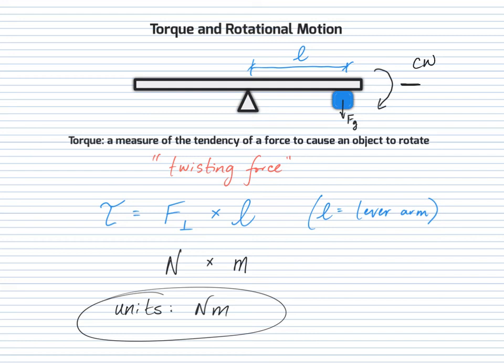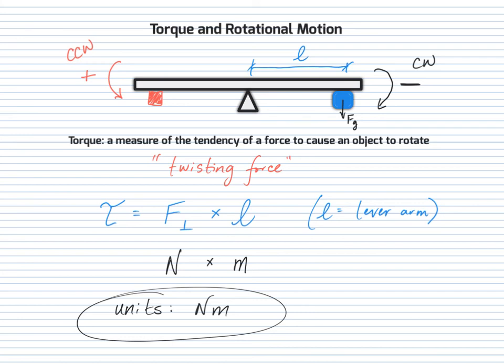Now, let's say that we had a hanging mass over here. Well, that hanging mass is actually going to be causing counterclockwise rotation. If we have counterclockwise rotation, we say that there is positive torque there. So basic convention, counterclockwise rotation, we have a positive torque. Clockwise rotation, we have negative torque.